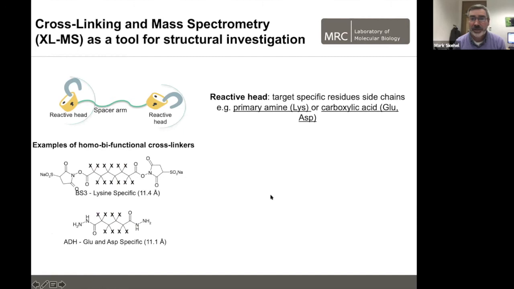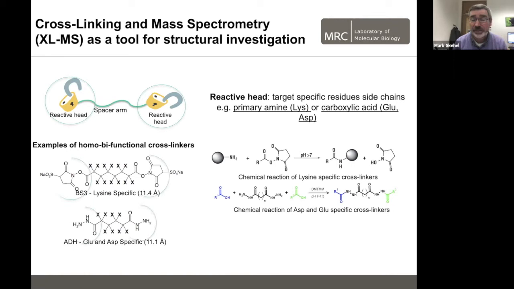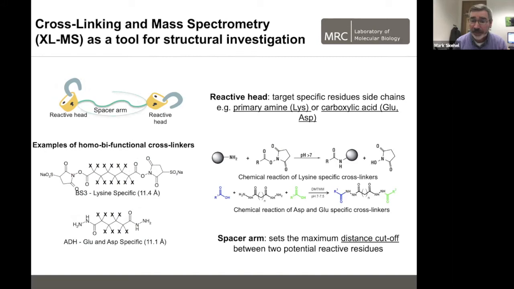Okay, so they're reactive. They target specific amino acids. They target primary amines, so lysines and the N-terminus. Or you can have something like ADH, which targets carboxylic acid groups. I have to admit, we tend to focus on the primary amine reactive groups, okay? The others tend to be a little bit more tricky to use. And this spacer arm sets a maximum distance that you have between primary amines, okay?